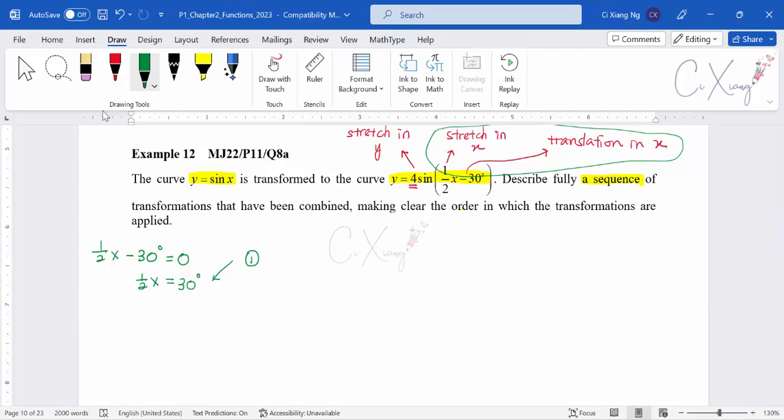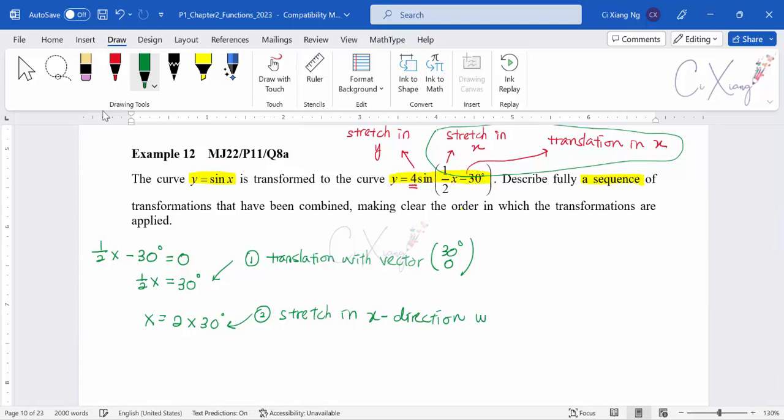So if I want to write this out, it will be a translation with vector. After that, I multiply the 2 with the 30. So for this one, I will have the second transformation in the x direction, which is actually a stretch in x direction with stretch factor 2.